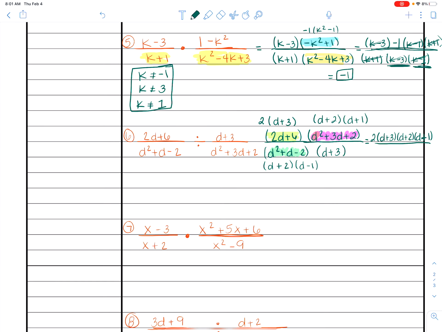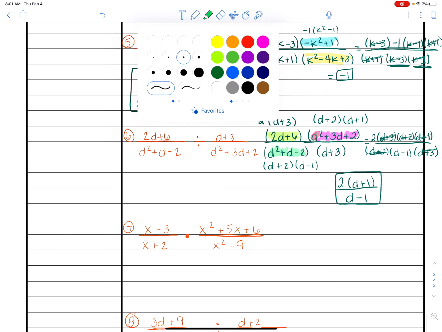On the bottom, we have D plus 2, D minus 1, and D plus 3. Okay, now, D plus 2 cancels, D plus 3 cancels, D plus 1 and D minus 1. So I have 2 D plus 1 over D minus 1. Okay, now let's talk about what the domain cannot be equal to.